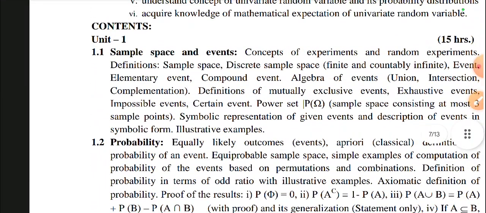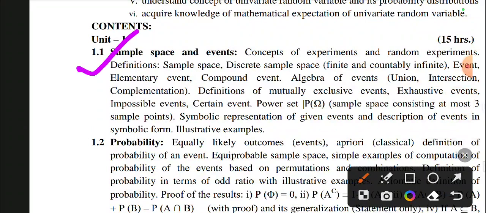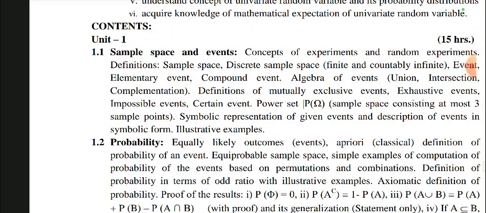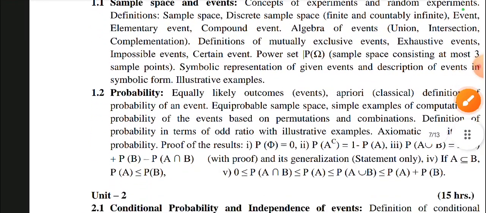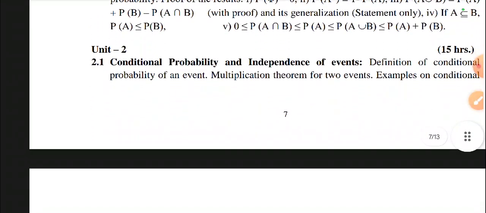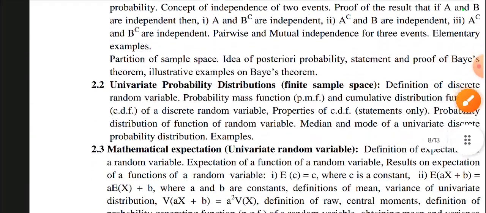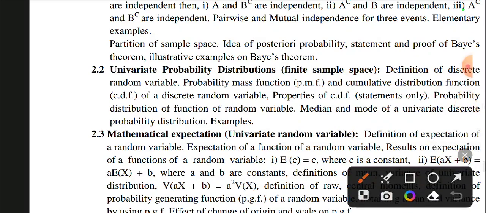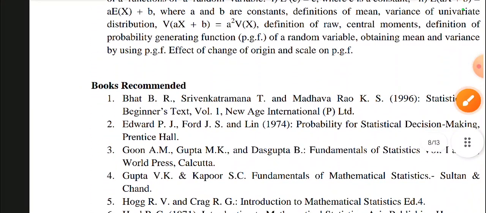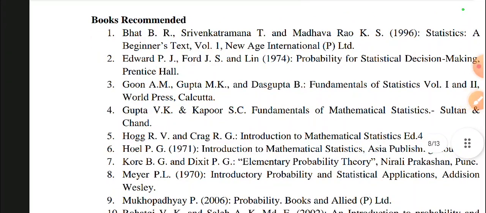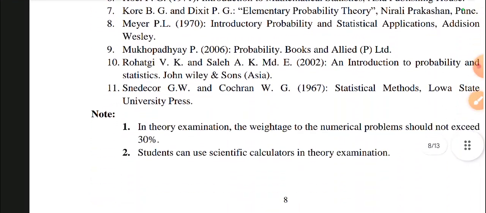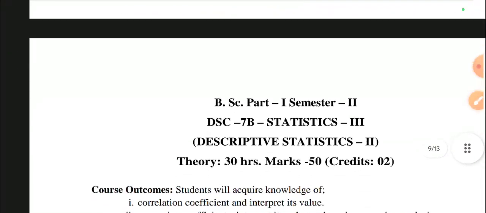Unit number 1 consists of sample space and events, and probability. What is actually meant by probability, you can learn in unit number 1. In unit number 2, we learn what is meant by conditional probability and independence of events. There are again 2 subunits: the univariate probability distribution for finite sample space, and mathematical expectation for univariate random variable. And these are the recommended books, which are in our library. You can go to the library and see all these books.